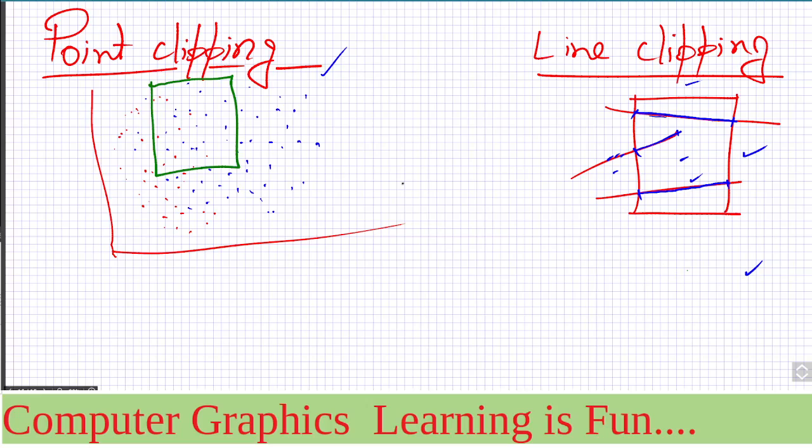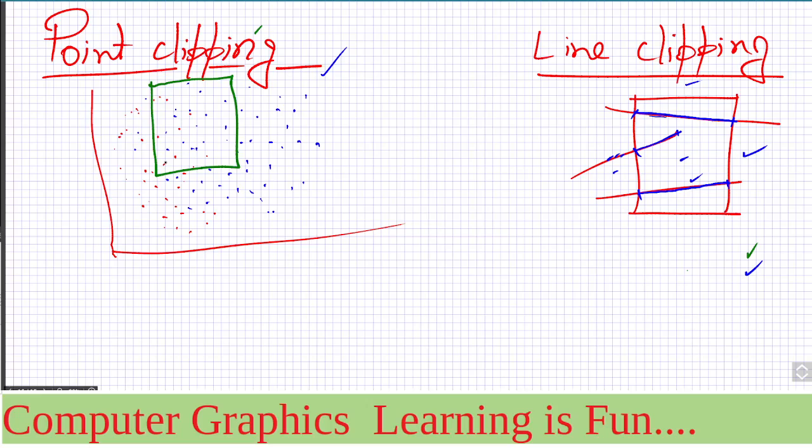In point clipping, what is happening? We have all the point clipping. Point clipping can also be implemented on a complex diagram where more pixels are painted. But if more pixels are painted, in that case other algorithms are also available to be used. The main aim of point clipping is to find out those points which are coming inside the window.